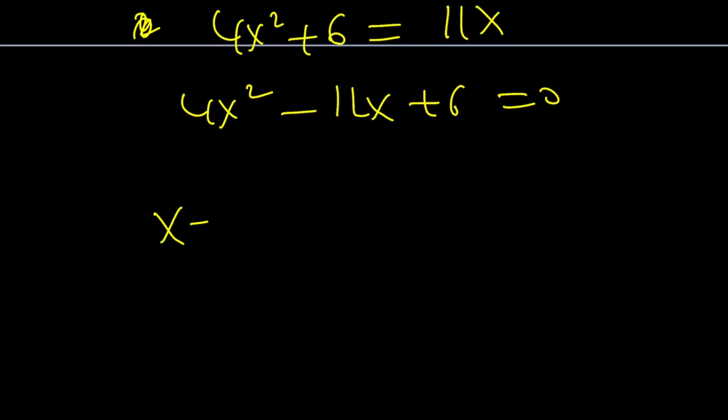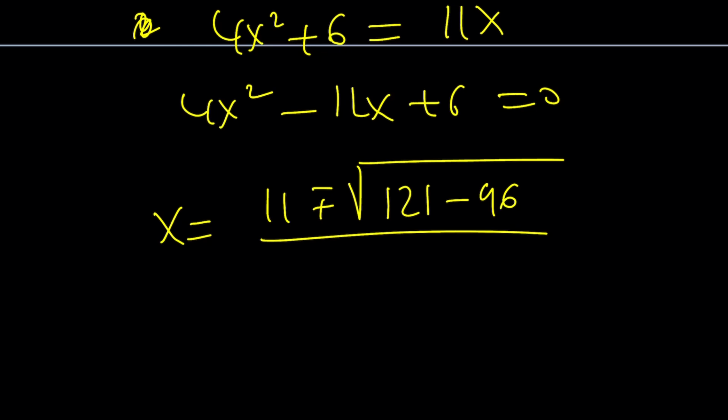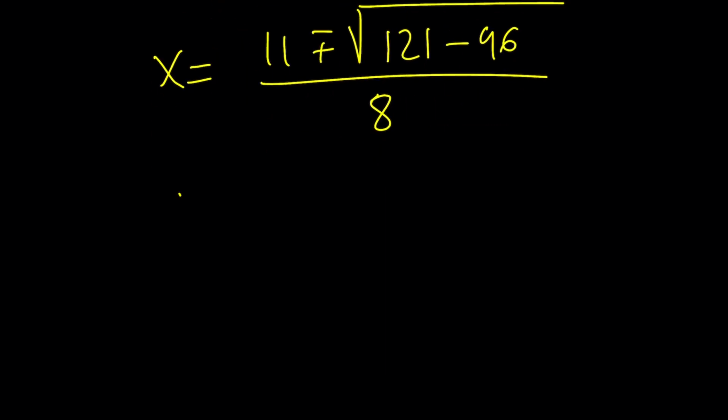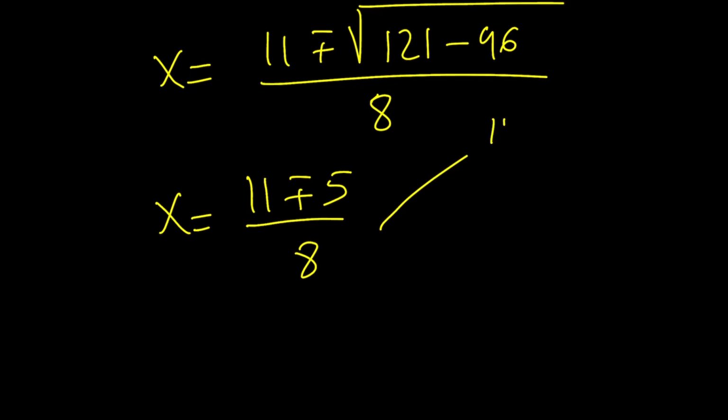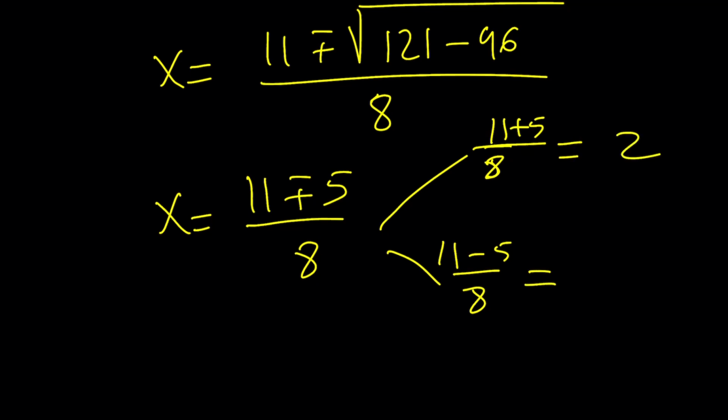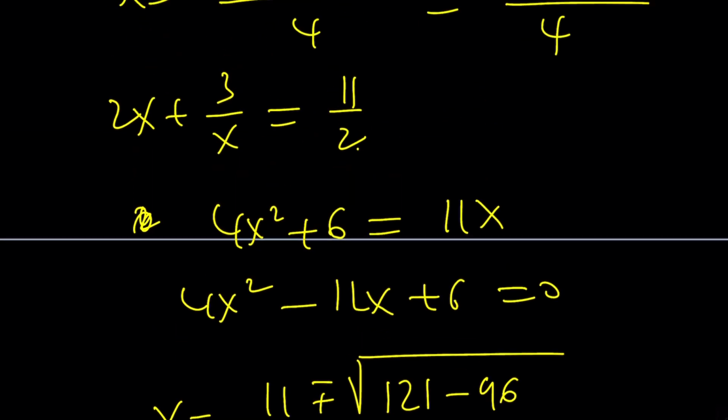And then from here, x equals negative b plus minus the square root of b squared, which is 121, minus 4ac, that's going to be 96. And their difference, I think, is going to be 25. Yay, we got a rational solution. That's just going to be 5. And if you split it up, 11 plus 5 over 8 and 11 minus 5 over 8, x is going to be from here 2 or 6 over 8, which is 3/4. So we got two real solutions, two non-real solutions.